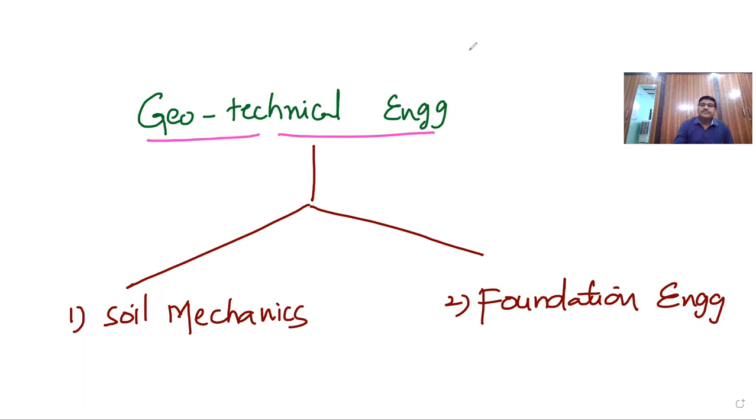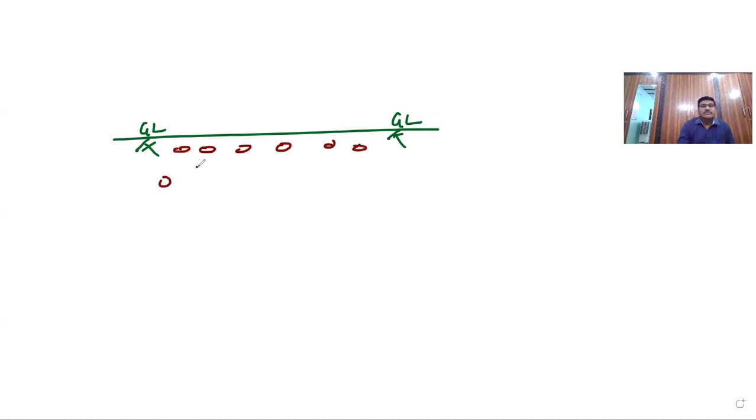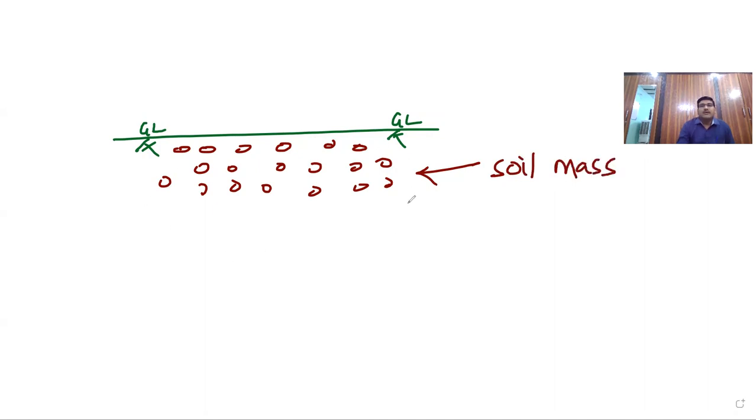Observe here. If you look at the ground, this is the ground level, and all these are the particles. This is completely the soil mass. Below the ground level, everything is the soil mass. And this soil mass is a load-bearing material.